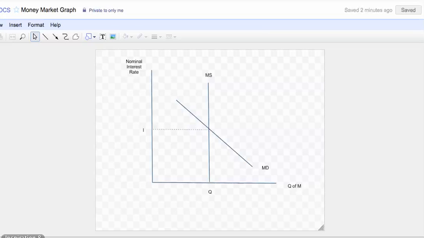Welcome, young economists, to the money market graph. You're going to become one with this graph because it's very important. And so I just want to highlight some of the basic features of this graph when you draw it.